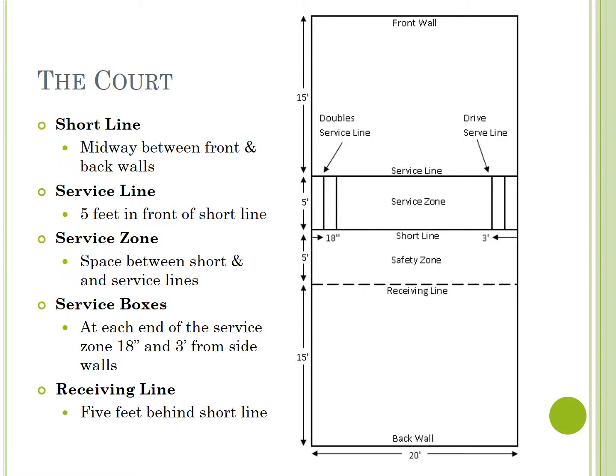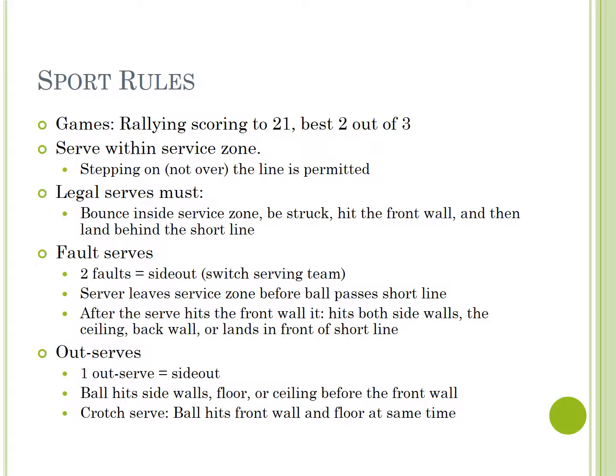Important parts of the court include the short line, which is in the middle of the court, the service line, which is 5 feet in front of the short line, the service zone, which is the space between the short and service lines, and the receiving line, which is 5 feet behind the short line. Games are best 2 out of 3 up to 21 using rally scoring. Serves must occur within the service zone, where the ball must bounce, then be hit, then hit the front wall, and then land behind the short line.